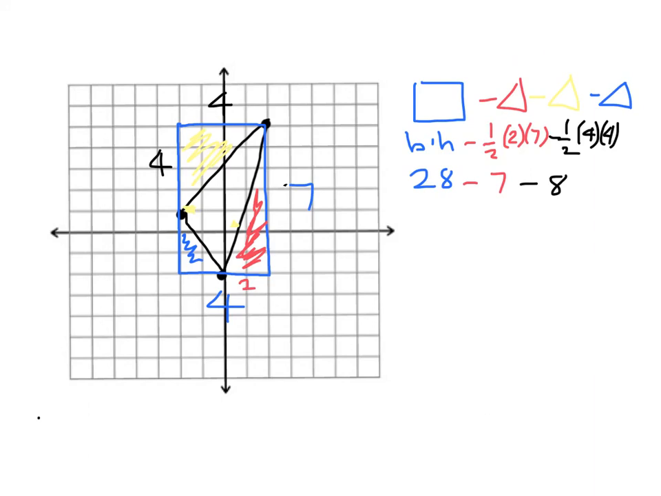And then finally the blue triangle is the smallest one, it looks like. It's got a base of 2 and a height of 3. So I would do minus half of 3 times 2, which would be half of 6, or 3. So the overall area would be 28, take away 7, take away 8, take away 3, which ends up being worth 10 for the area.